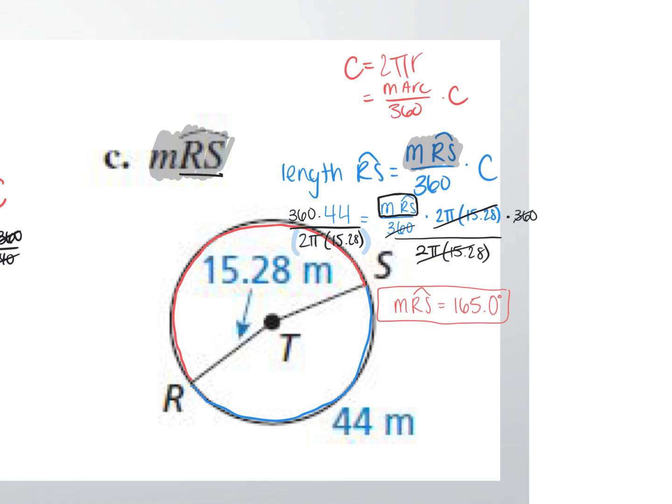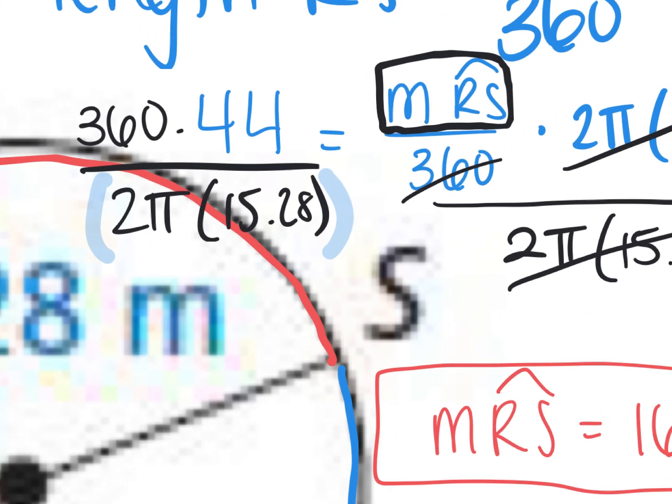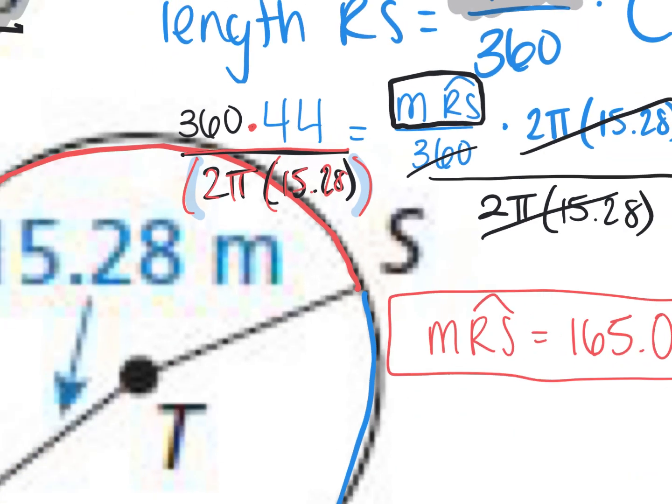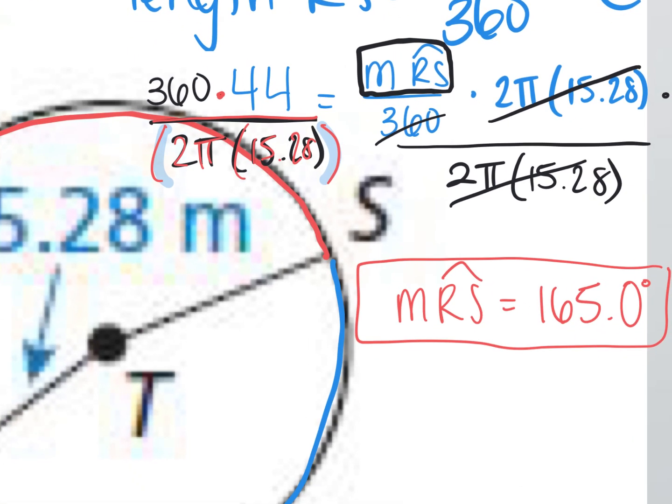Yes, Sophia. Yes. So you should have plugged in 360 times 44 divided by, make sure you have parentheses, Sophia, around 2 pi times 15.28. Let me know if you get the 165. You did? Yay. Okay. 0.98. Perfect. Go ahead. What else? We're going to take our time with this lesson, guys. It's very, very important. We're Gucci? All right, moving on.